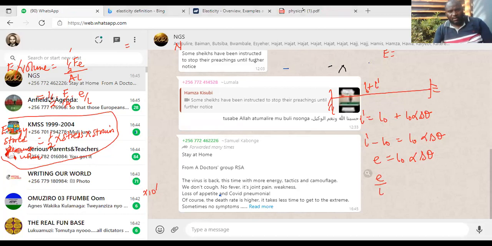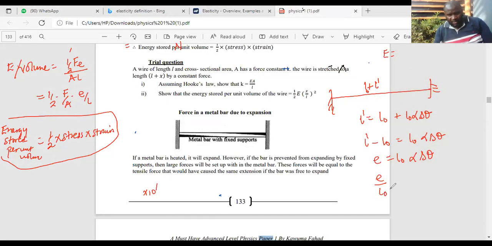I'll realize the following: extension over L naught is equal to alpha delta theta. And in actual sense, this is strain. So the strain, when you have two metal bars being heated and there's a temperature change, maybe this one is at temperature 20, maybe this is at temperature 45. So the change in temperature times the linear expansivity is equal to the strain.